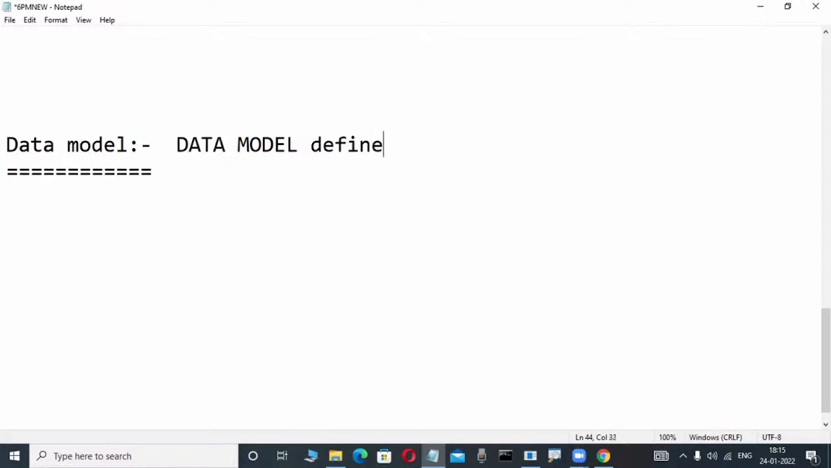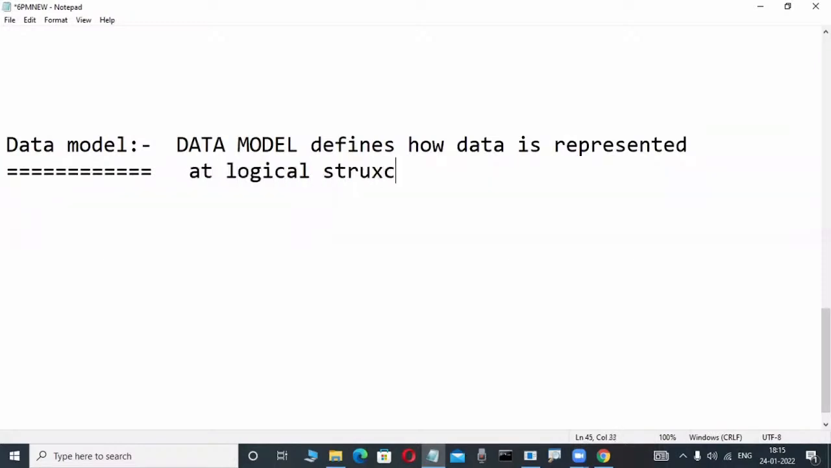A data model defines how data is represented. Observe how data is represented at the logical structure of the database. How easy is that definition? Observe: the logical structure of the database.